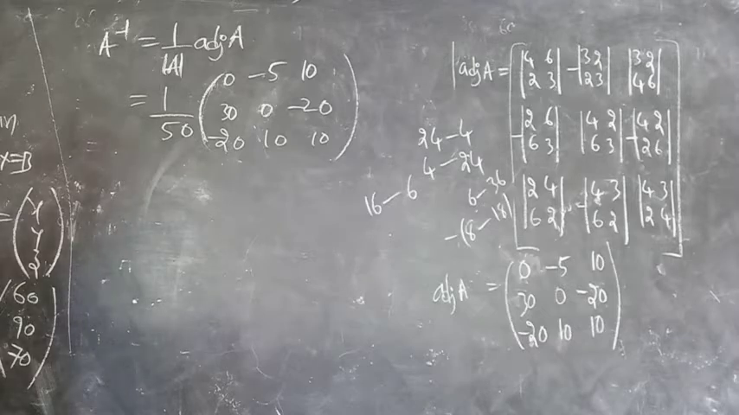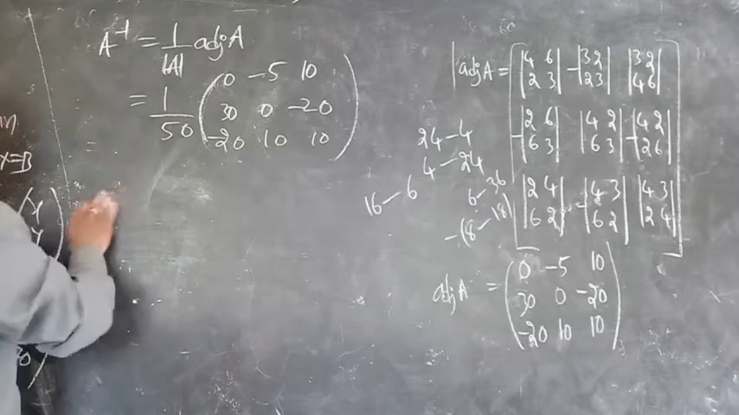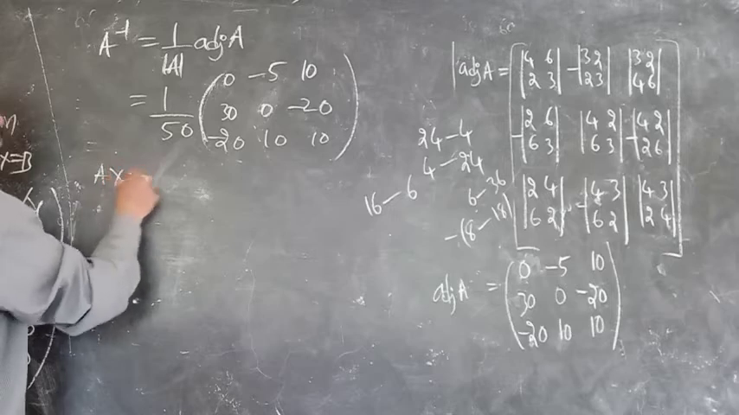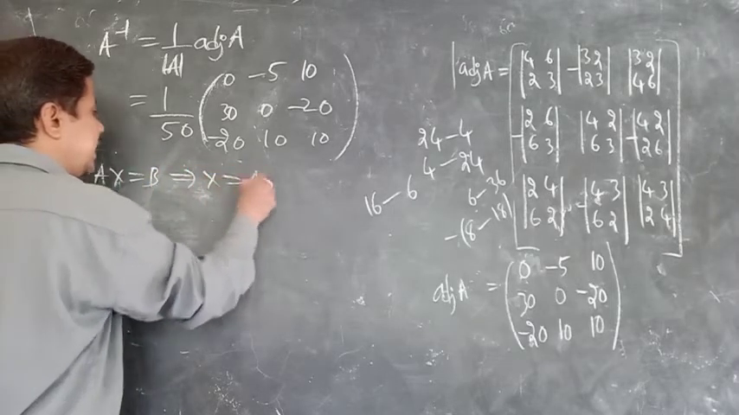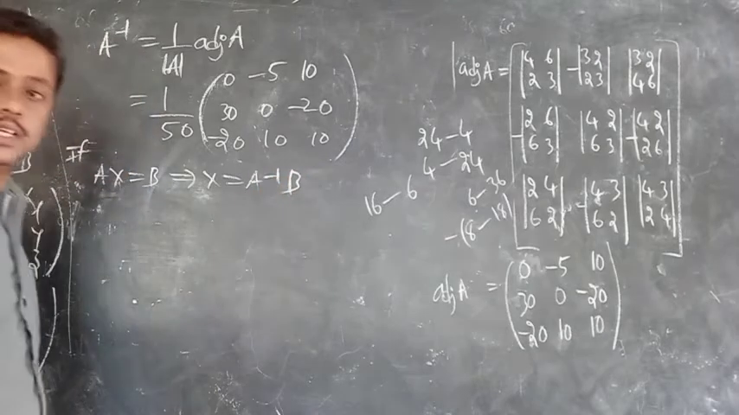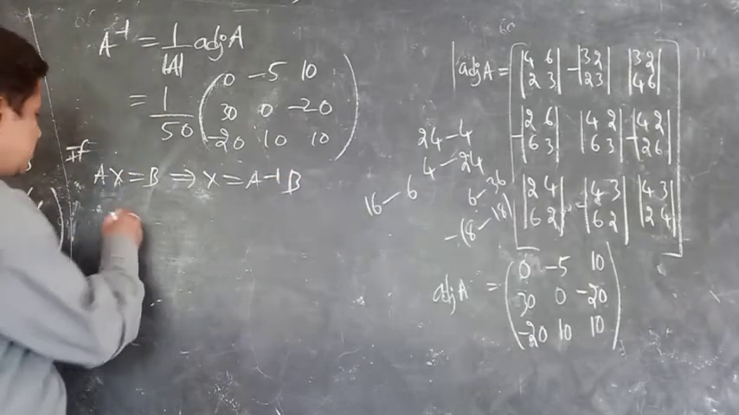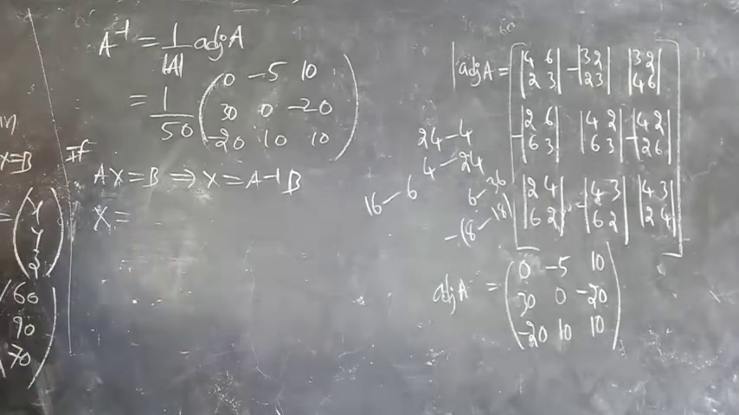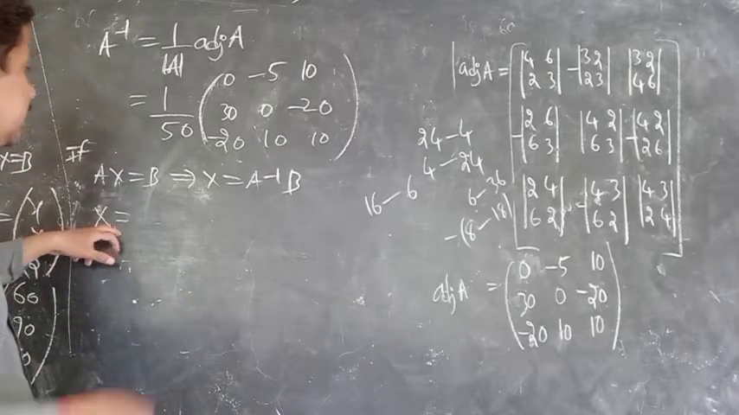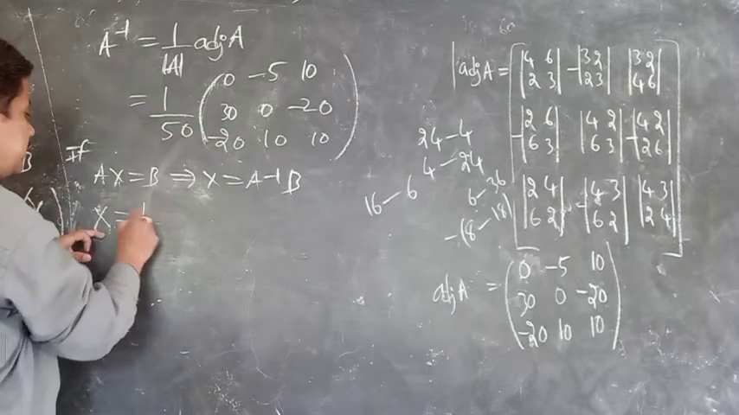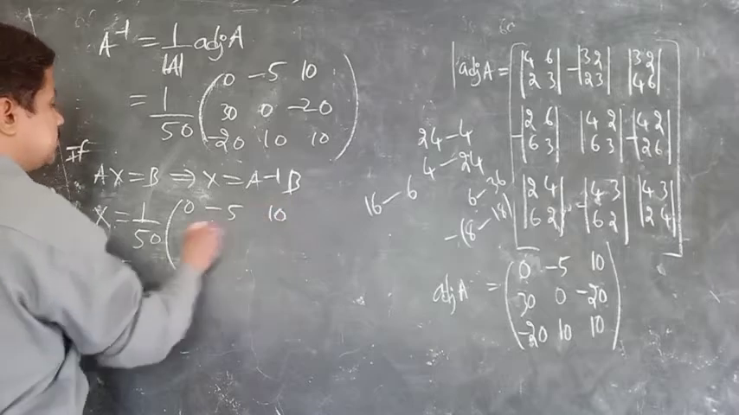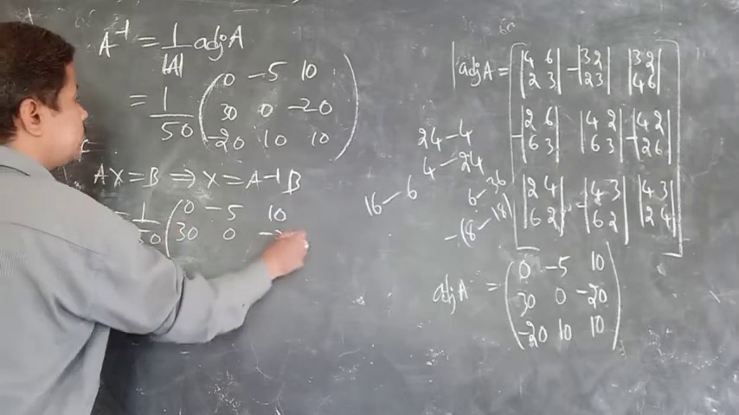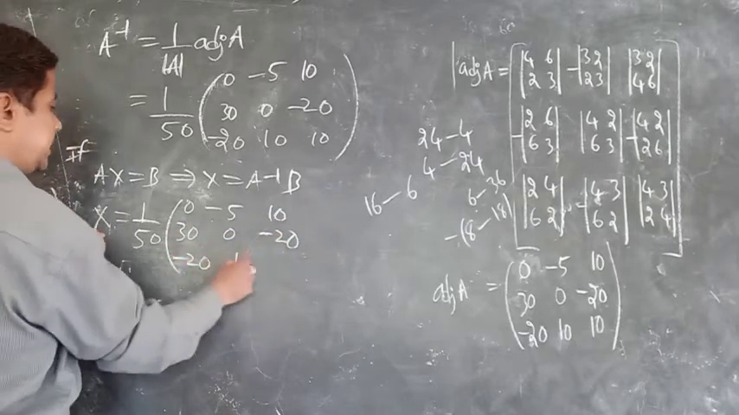Okay, next one formula is there. So Ax is equals to B. If Ax is equals to B implies x is equals to what? A inverse into B. Formula is there, no? X is equals to A inverse into B. So therefore x is equals to A inverse, is this one. So 1 by 50 into 0, minus 5, 10, 30, 0, minus 20, minus 20, 10, 10.